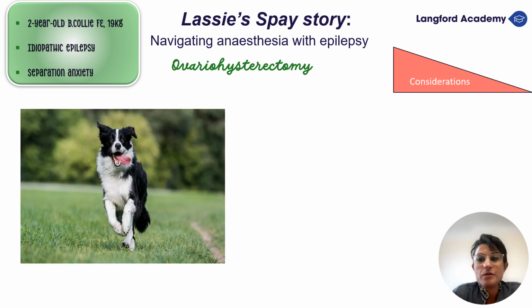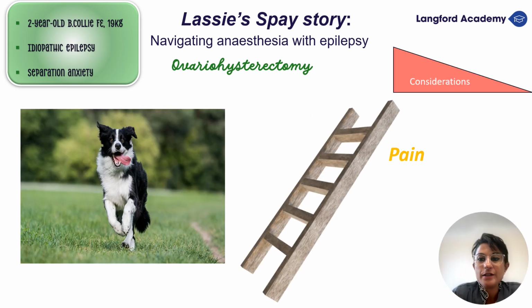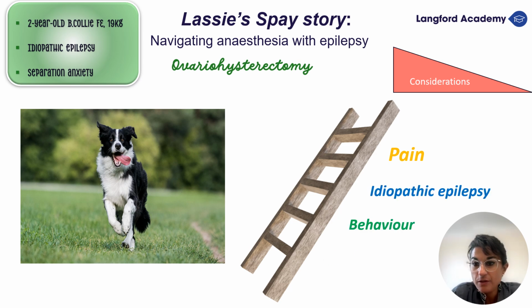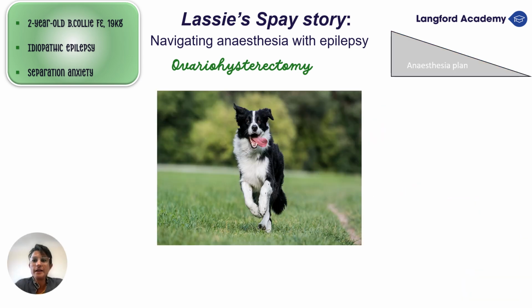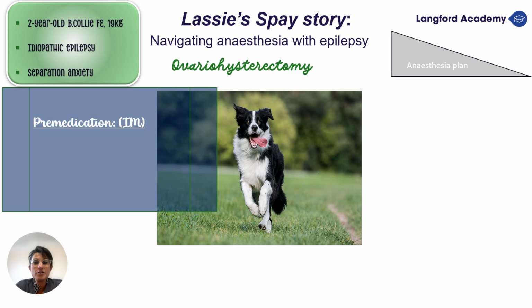Moving on to the consideration, if we go back to the ladder, my main concern in this patient would be pain, and then idiopathic epilepsy, behavior and bleeding at the same level as idiopathic epilepsy. So when it comes to the anesthesia plan, for the pre-medication, probably an IM injection would be a good idea. So dexmedetomidine, for instance, at 7.5 micrograms per kilo. You can go up to 10 if you want. Add it with some methadone, 0.2 mg per kilo.